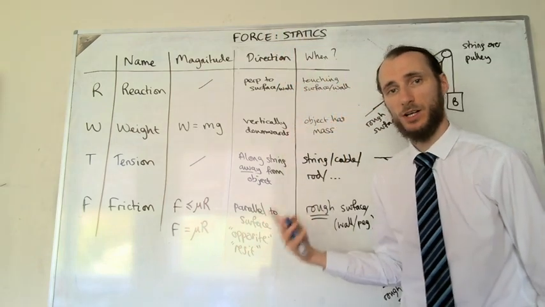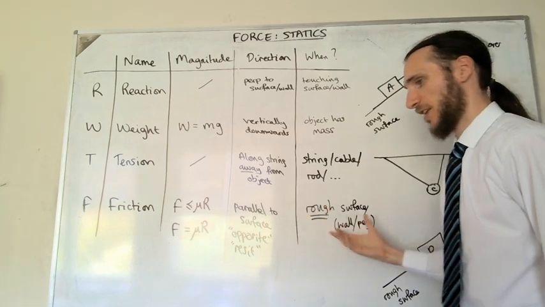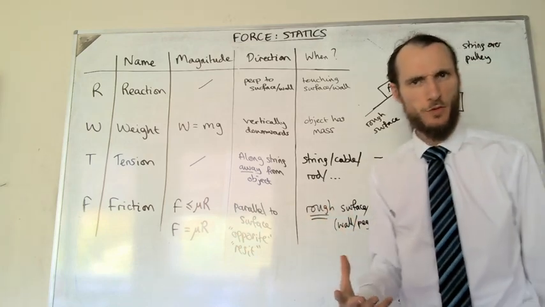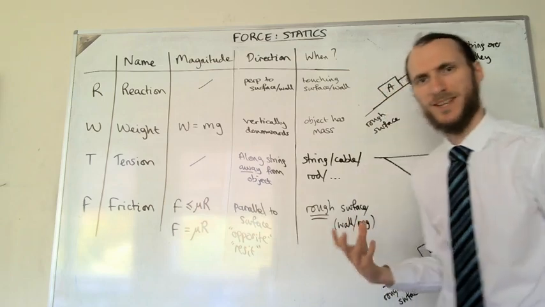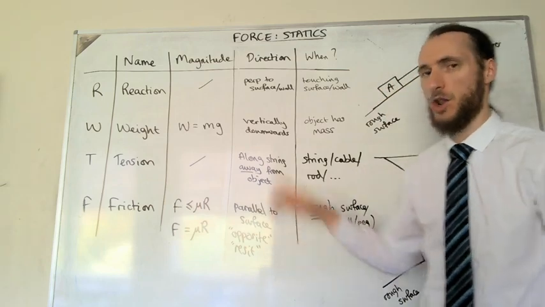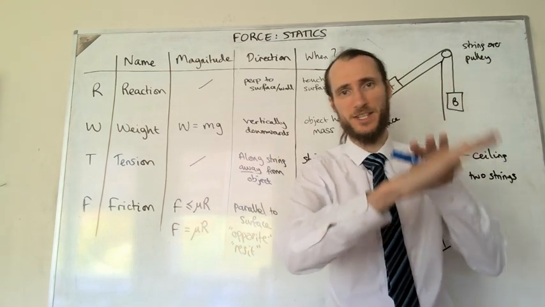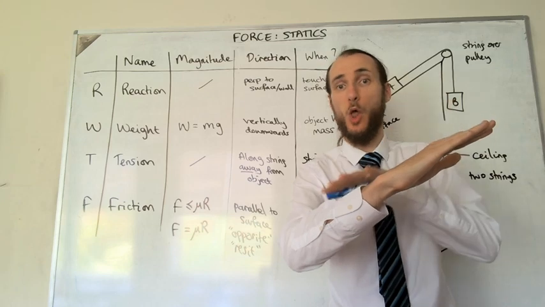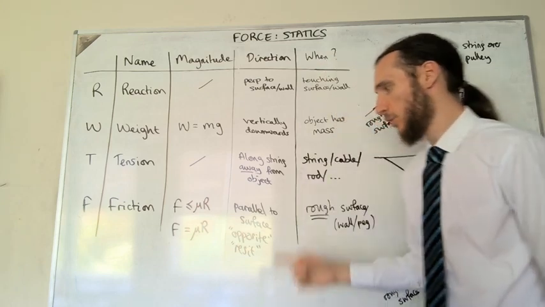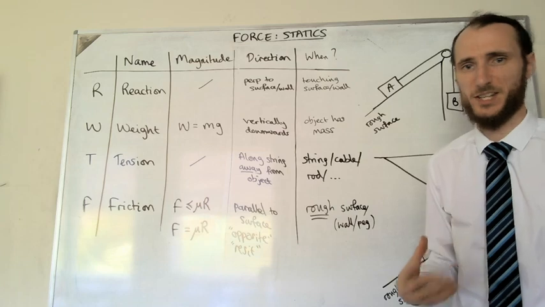Friction occurs if the surface you're dealing with is rough. Smooth would mean no friction. Rough means there is friction. The friction, unlike the reaction, is going to be parallel to that surface. As that surface moves, the friction is always going along that surface, and it always acts to try to oppose or resist any kind of movement.